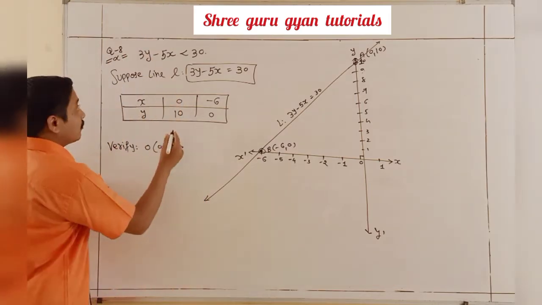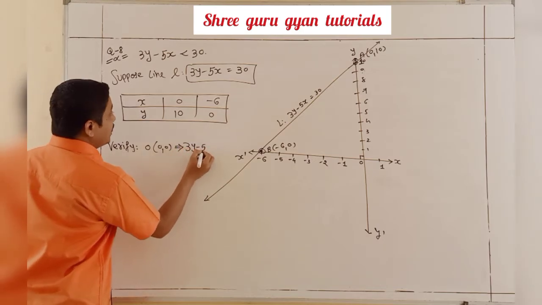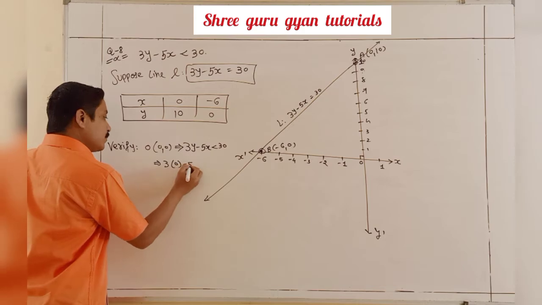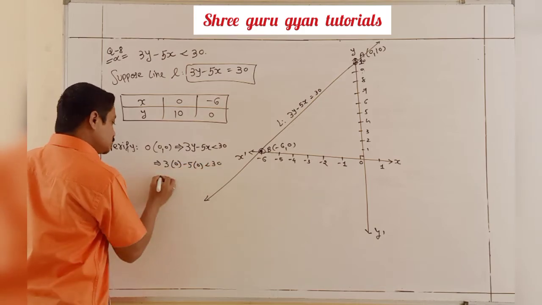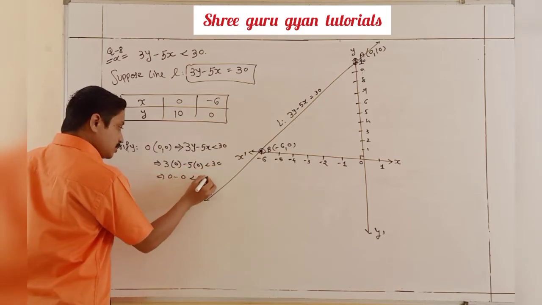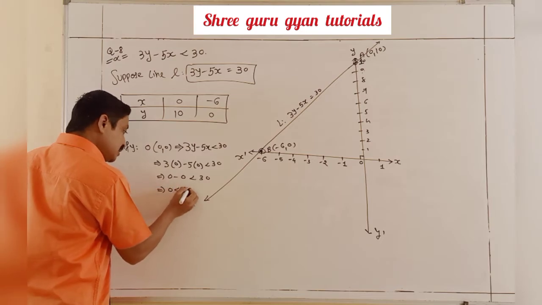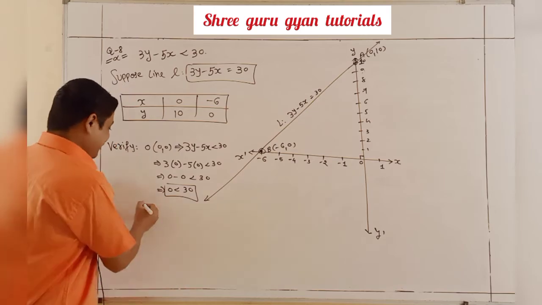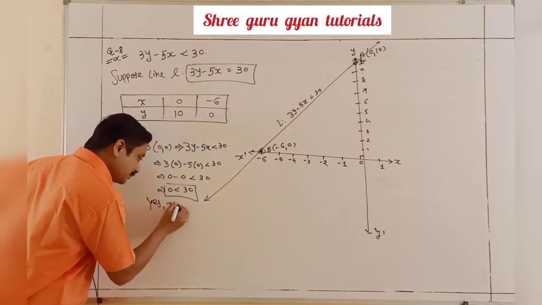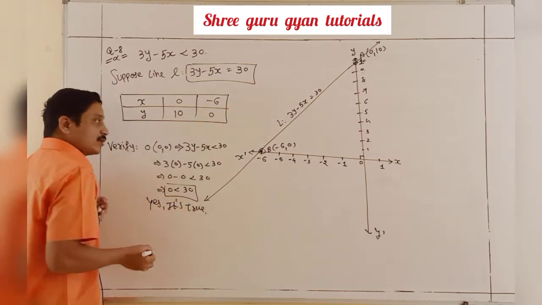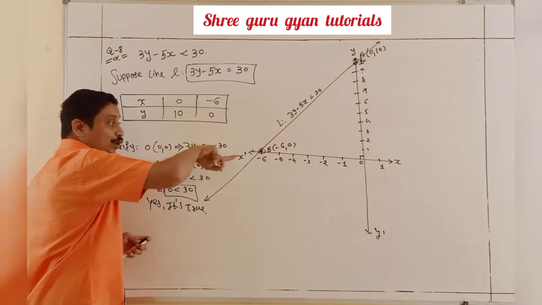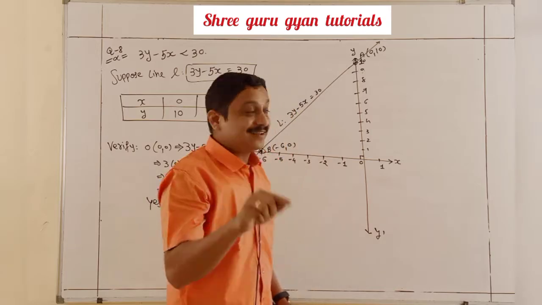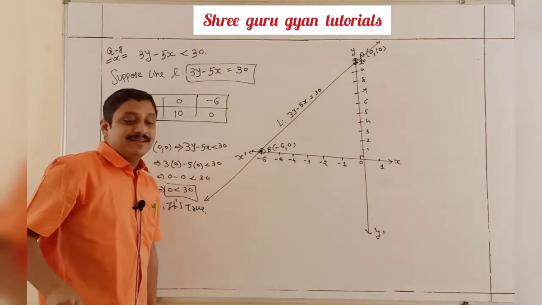So here my inequality is 3y minus 5x less than 30. Putting y 0, x 0, so 0 minus 0, so 0 less than 30. Is it true? Yes, it is true. So your shading portion is this side, the origin side, downwards. I make the shading, and less than means open half plane.